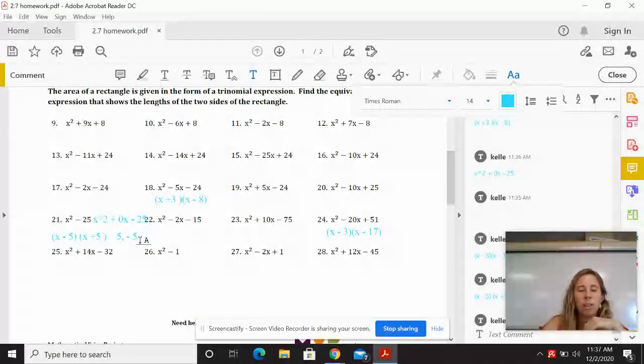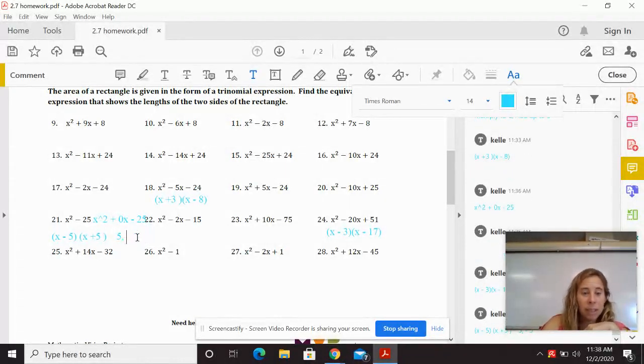Okay, so if there's no b term, that means it's 0. So similar with 26, there's no b term, so then it is 0. So same thing, same idea that we did with 21. All right, I'll do one more.